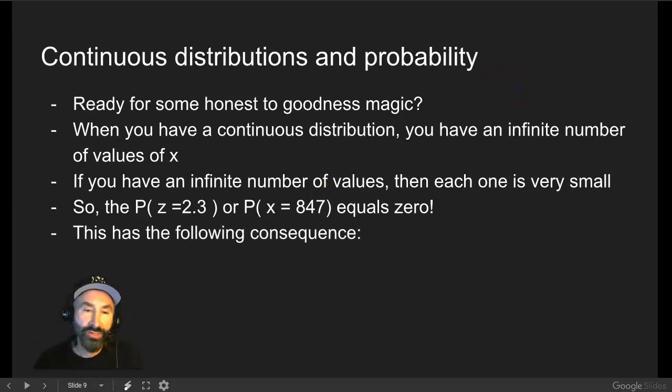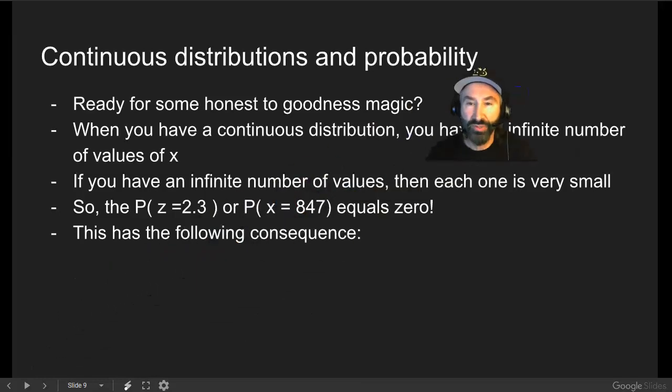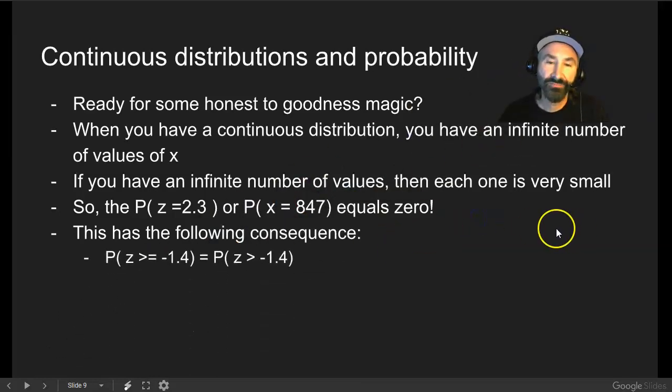Now, there is a consequence to this, and I need to share this with you, okay? The consequence is this, is that if you have a problem statement that indicates that x or z is greater than or equal to some number, it means that all you have to do when you go to look up the probability is look up the probability that z is greater than that number or x is greater than that number. You don't have to do greater than or equal to. The or equal to has a probability of 0, and when you add a probability of 0 to any other probability, you get that probability.